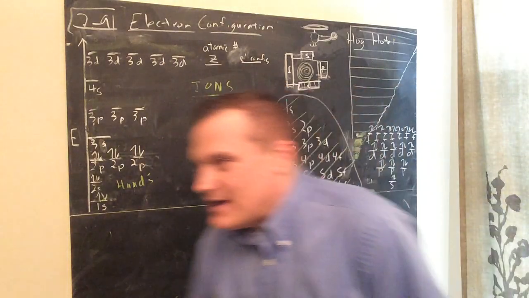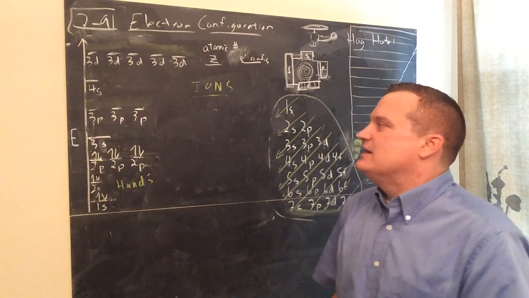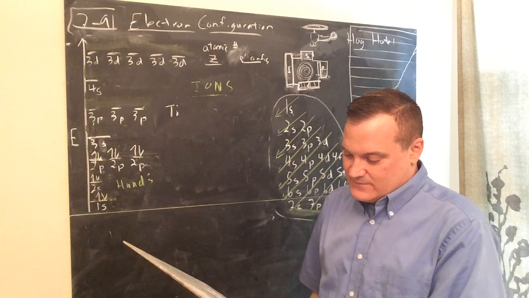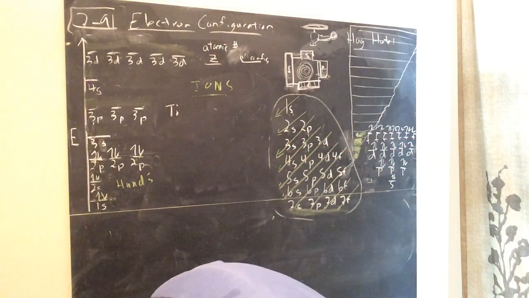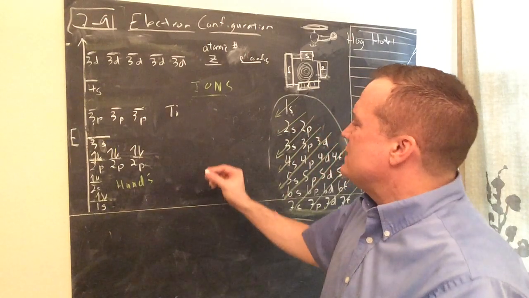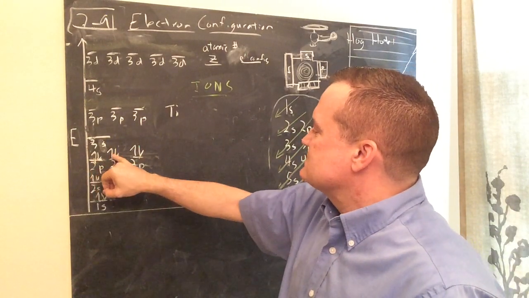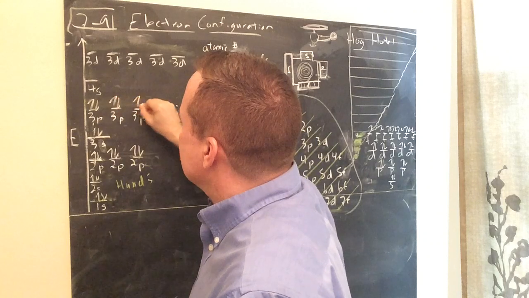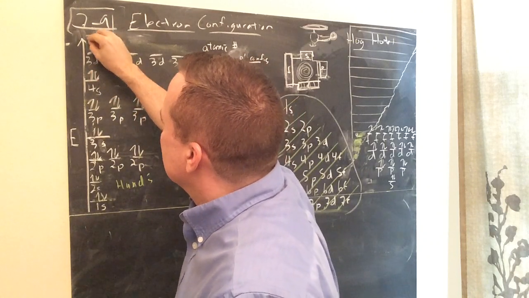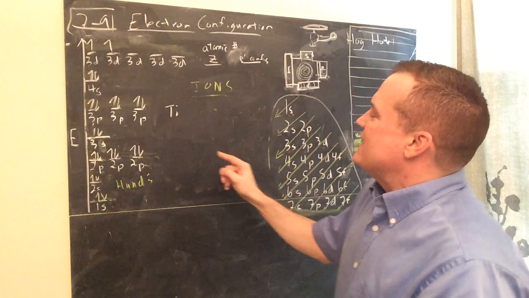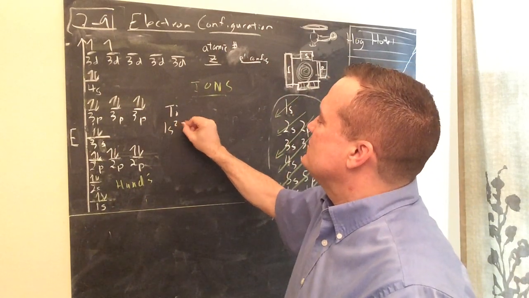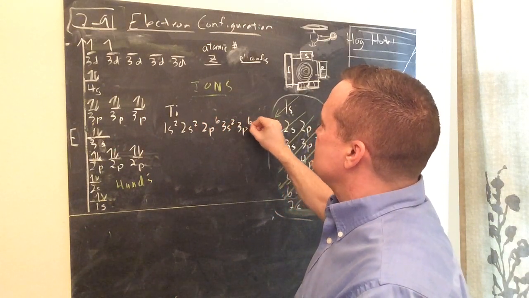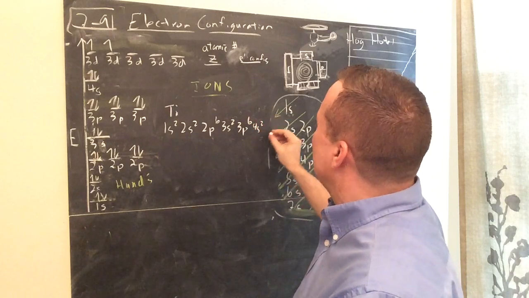Now, the harder one would be, I think I told you, titanium. Let's do titanium plus 2. And yesterday I did titanium, 22 electrons in titanium. Let me see, 22 electrons. So 1, 2, 3, 4, 5, 6, 7, 8, 9, 10, 11, 12, 13, 14, 15, 16, 17, 18, 19, 20, 21, 22. So for titanium, the electron configuration is 1s2, 2s2, 2p6, 3s2, 3p6, 4s2, oh boy, 3d2.